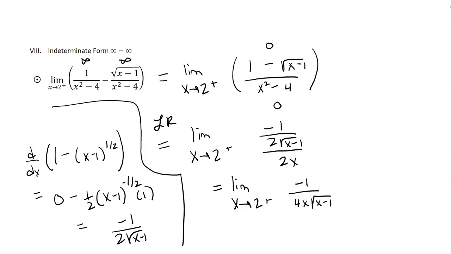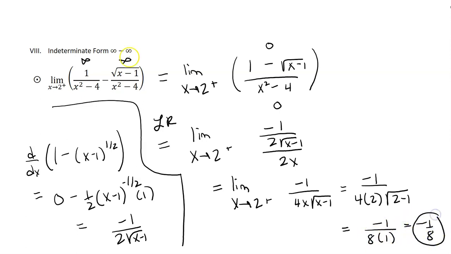Now the nice thing about this is we can now plug this in because nowhere in this denominator are you going to get a 0. So this will be negative 1 over 4 times 2 times the square root of 2 minus 1, which gives me negative 1 over 8 times 1, or negative 1/8. So the limit as x approaches 2 from the right of this entire function is negative 1/8.